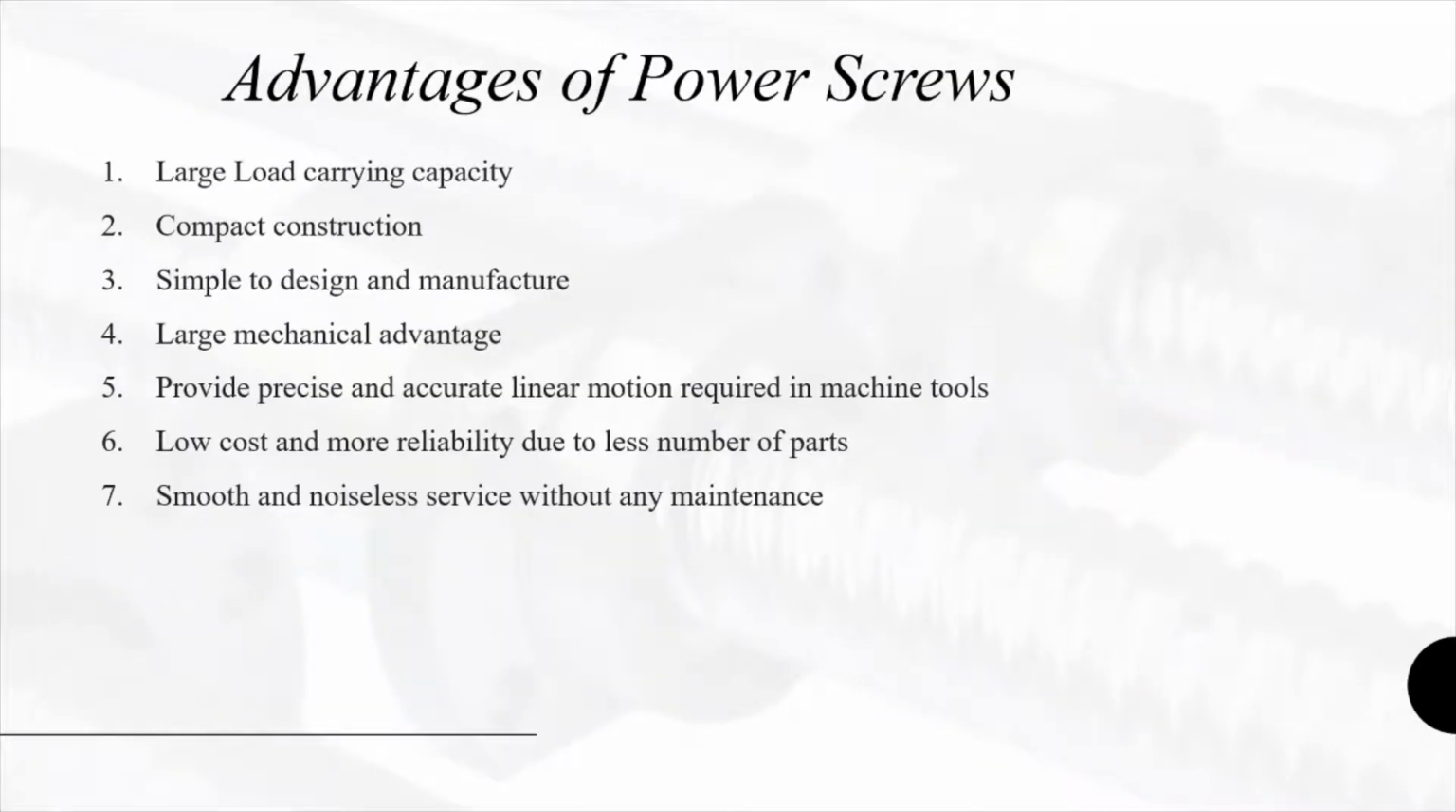Advantages of power screw. Power screw has the following advantages. First is large load carrying capacity. It has compact construction. It is simple to design and manufacture. It has large mechanical advantage. It provides precise and accurate linear motion required for machine tools. It has low cost and more reliability due to fewer parts, and it has smooth and noiseless operation with less maintenance.